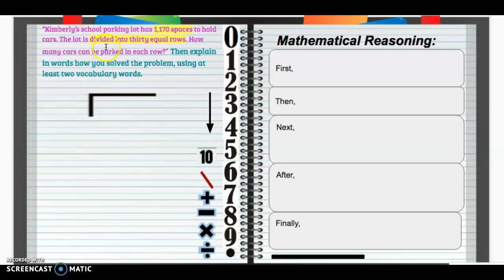So if you're looking here and you have to divide these spaces into 30 equal rows, you first want to rewrite your problem with 1,170 as your dividend and 30 as your divisor. So you're going to say first, rewrite, and before we start typing, let's actually set up our problem. That was my fault. 1, 7, 0, and 30 on the outside.